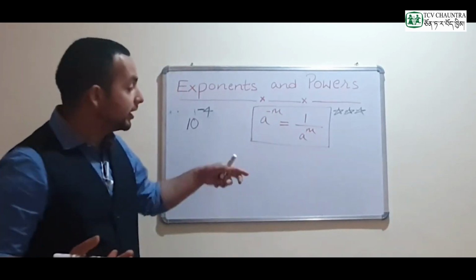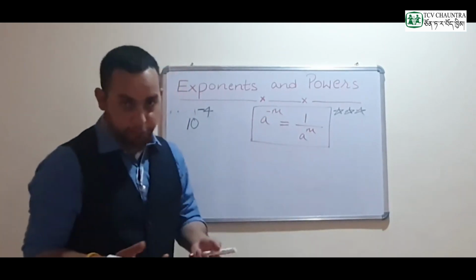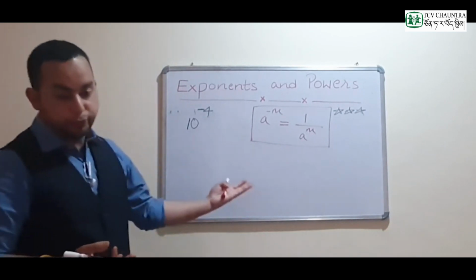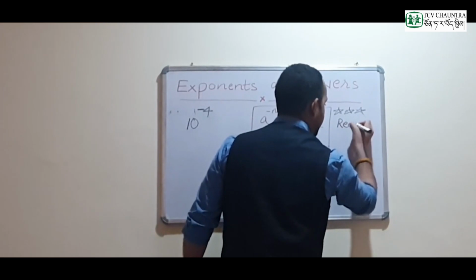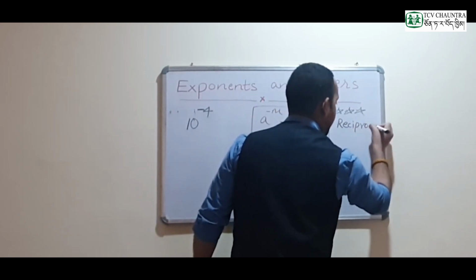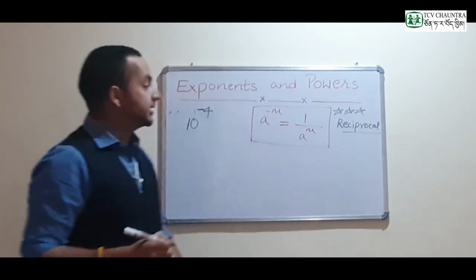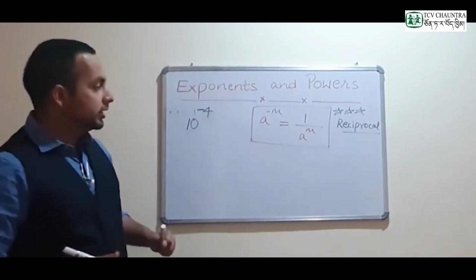We are going to make this into a positive exponent by taking the reciprocal. Okay, so by taking reciprocal the exponent becomes positive.